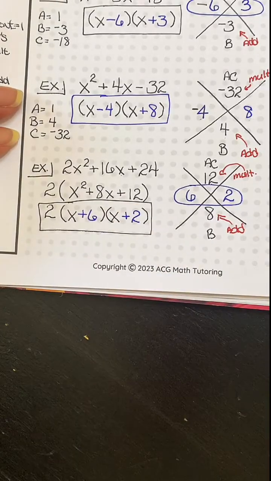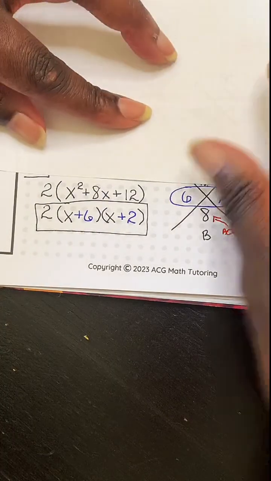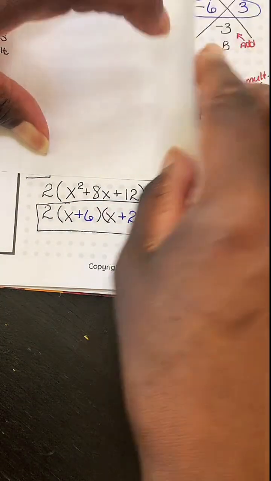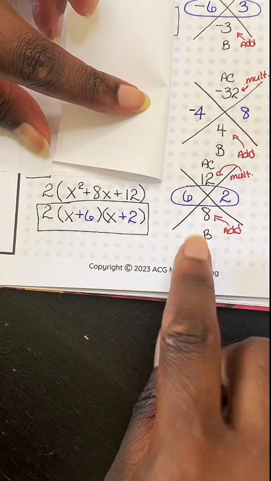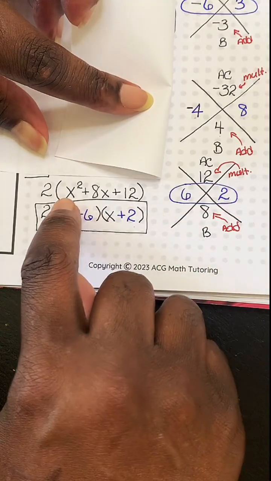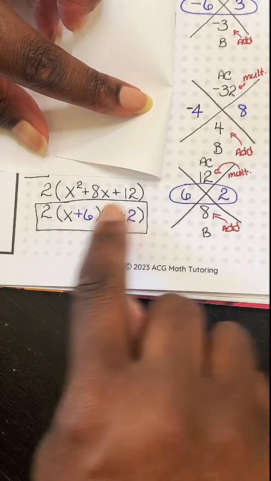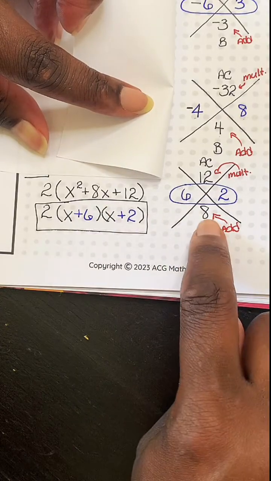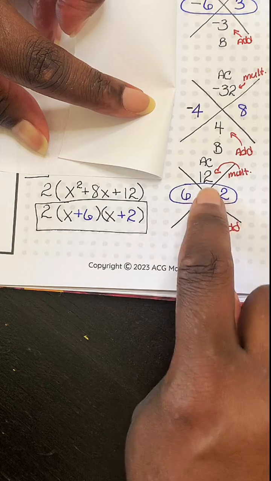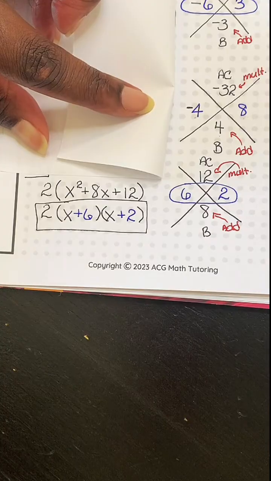So now we're not messing with the original. Now we're looking at inside the parenthesis. I gotta get a smaller piece. That's how we got our 12, because our A is 1, our C is 12. That's where the 12 came from. And the B is the 8. So then we just did our multiplying. 6 times 2 gives me 12. And then 6 plus 2 gives me 8.